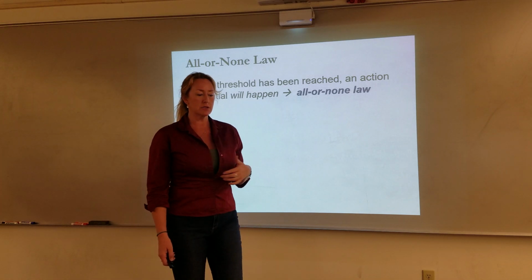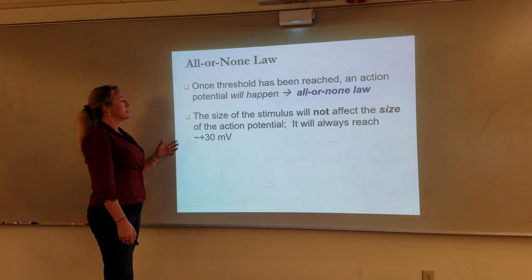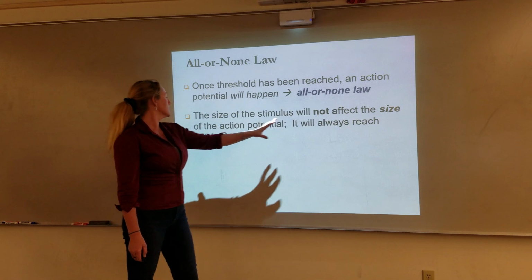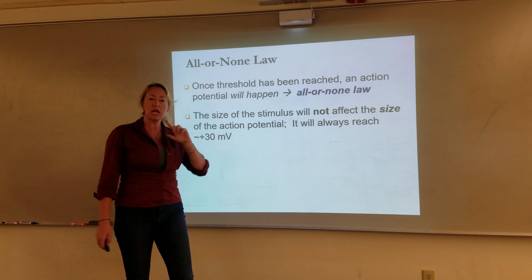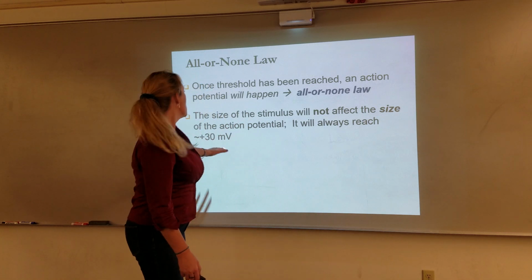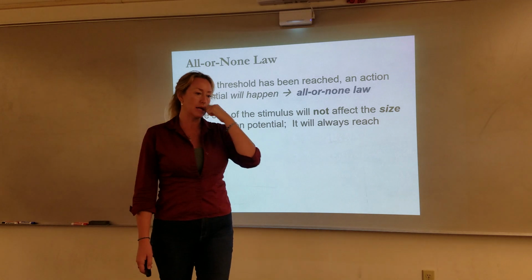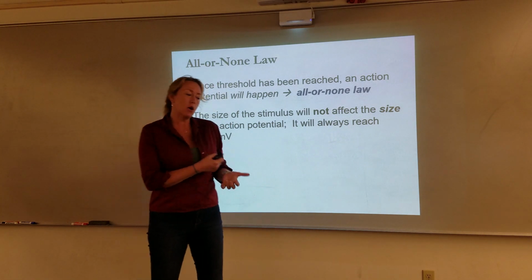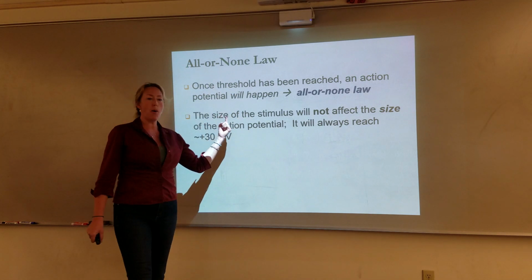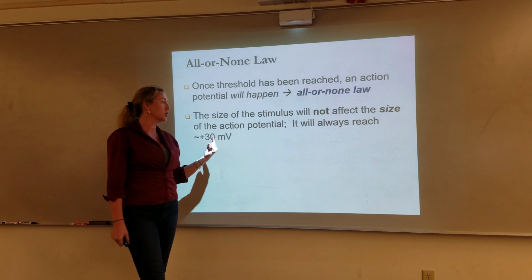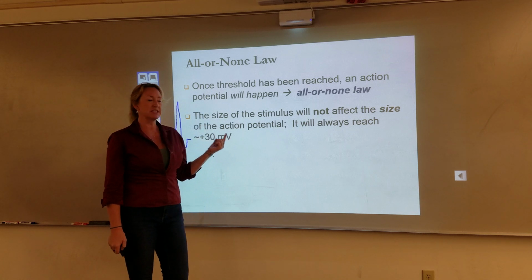We just refer to that in cell biology, or in physiology, as the all or none law. So the size of the stimulus is not going to affect the size of the action potential. An action potential is always going to reach about 30 millivolts, depending on what type of cell or neuron it is. So in other words, if it gets a really strong stimulus, a lot of neurotransmitter dumped on it, or I'm injecting a whole bunch of positive charge and really zapping it, it doesn't matter how big that stimulus is, it's always going to look the same. It's always going to go up and then come down. It's always going to have the same magnitude.